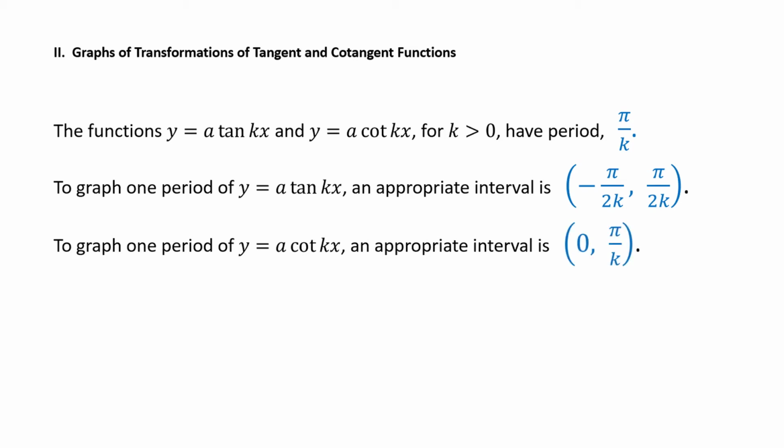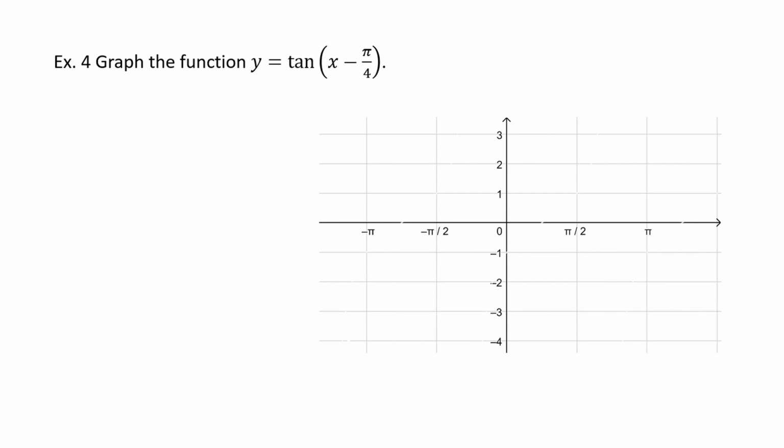Graph the function y equals the tangent of x minus pi over 4. What we have presented here is a phase shift, and so the x minus pi over 4 tells us we have a phase shift. Remember, phase shift means a horizontal shift of positive pi over 4.